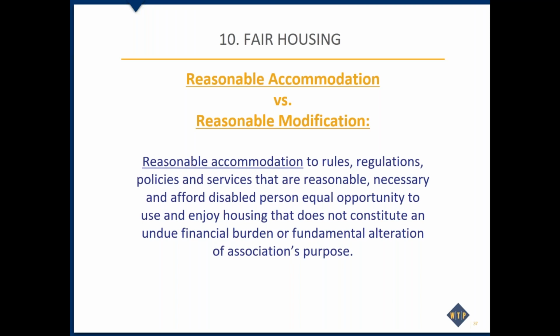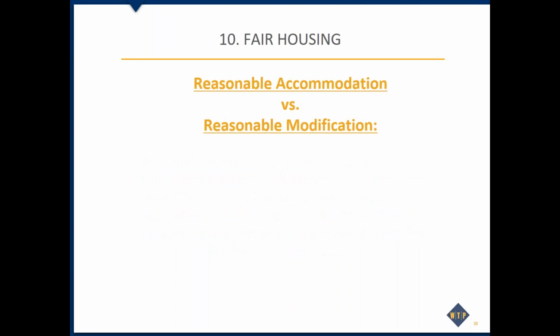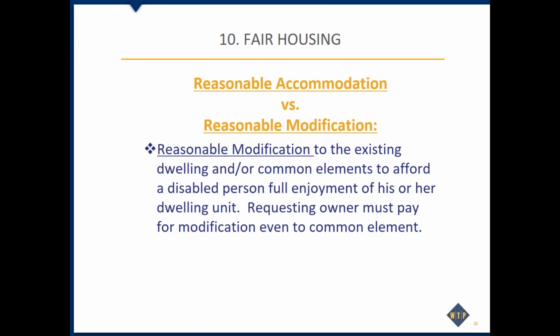Now let's modify that to get to reasonable modification. This is a different term. A modification is actually a modification to an existing dwelling or common element. Think of this as your structure. I'm actually changing the physical aspects of something. So if you have a clubhouse and your clubhouse has no ramp, but you have a homeowner in a wheelchair that needs to get into the clubhouse, they could ask you to accommodate them by allowing a ramp to be installed on the building. That's what we call a modification.